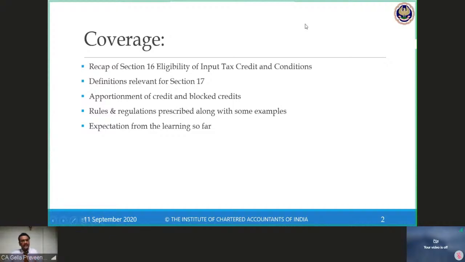At the end of the last session, I saw that a couple of queries were raised by some friends which I couldn't answer. I'll give a quick answer to those questions. One question came: can we expect toughness in this question, especially rule 36? Probably from an examination point of view, that may not be so difficult.